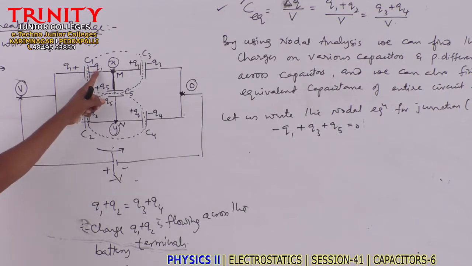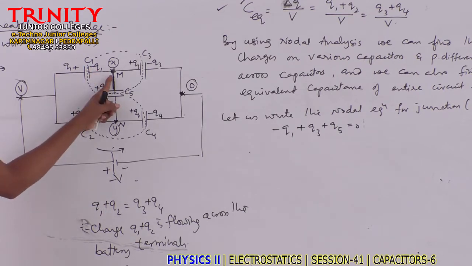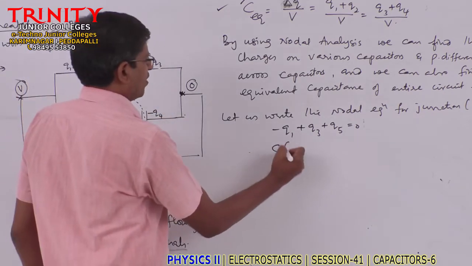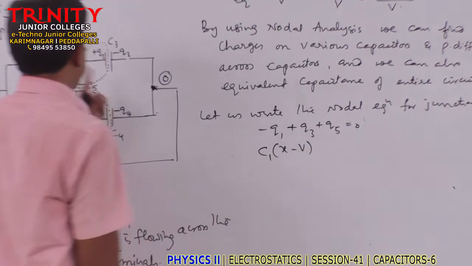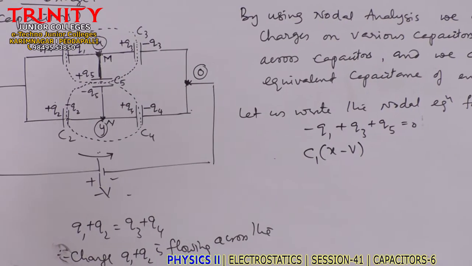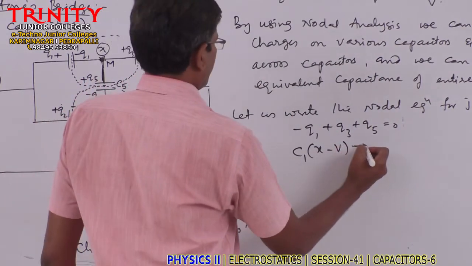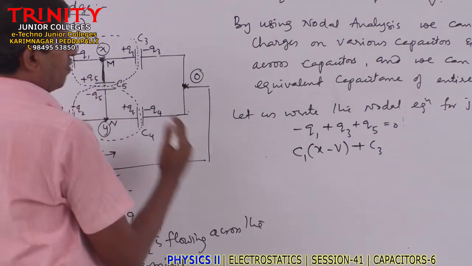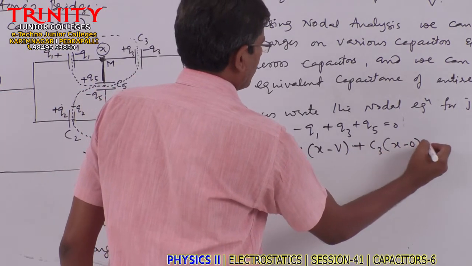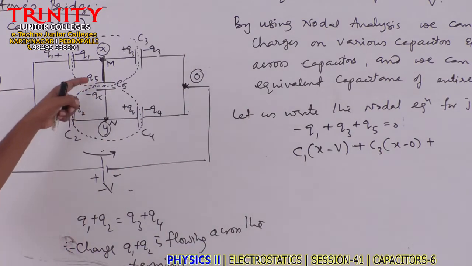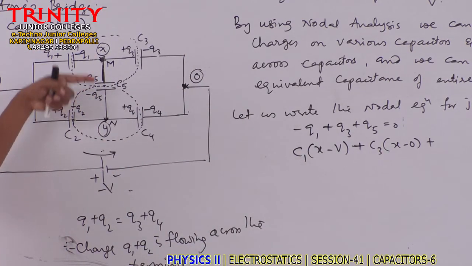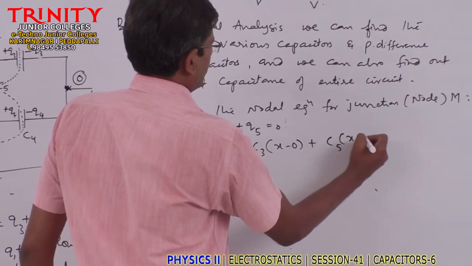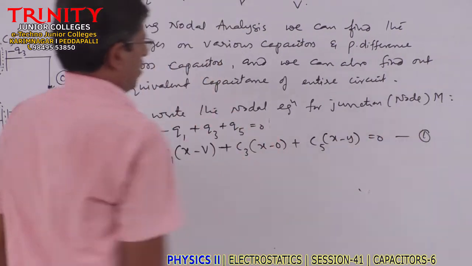Minus Q1 can be written as C1 into V minus X, but the minus is there. What you can write now is C1 into X minus V. I am writing the minus of that. Plus Q3, you can write C3 into the potential difference here, X, and here 0, so X minus 0. What is Q phi now? Q phi you can write as C phi into X minus Y. This is one equation.